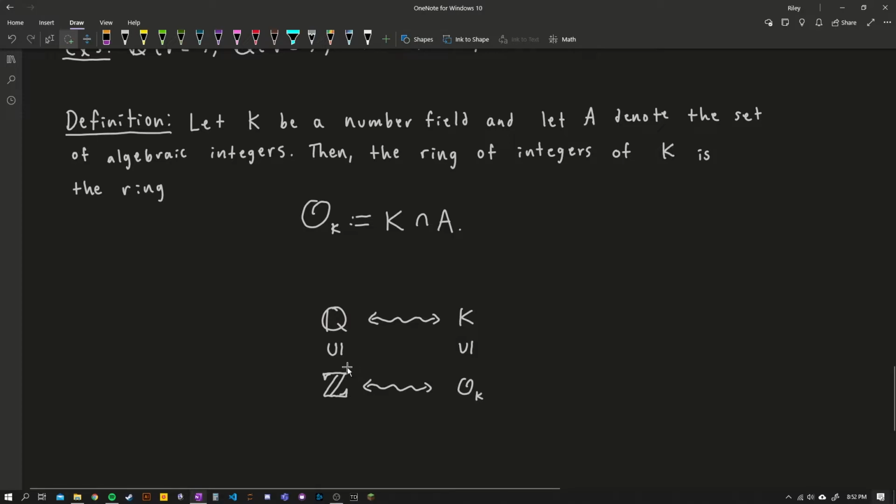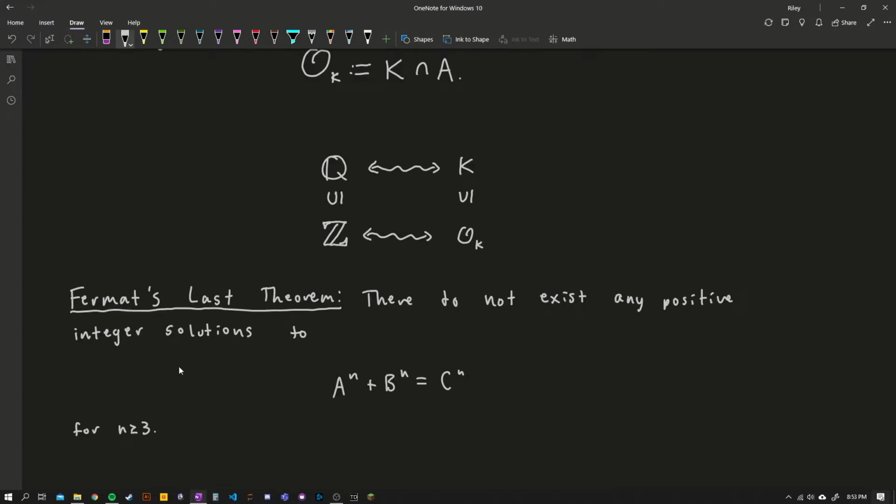Okay, so now that we've gotten these definitions out of the way, I think we're ready to begin our discussion of Fermat's last theorem. And first, I'll just remind ourselves of the statement of the theorem in case anyone doesn't remember it. Fermat's last theorem says that there do not exist any positive integer solutions to the equation a to the n plus b to the n equals c to the n when n is greater than or equal to 3.